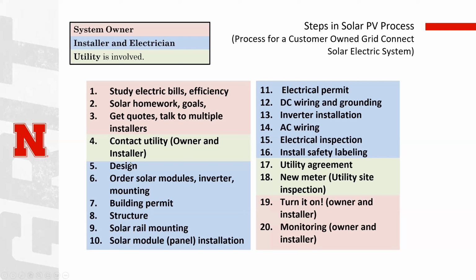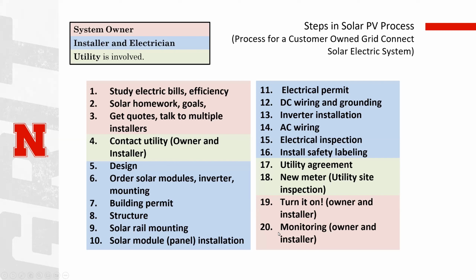Your installer is going to do basically 5 through 16. They're going to do the design and pull the building permit if it's needed. They're going to arrange for the electrical permit and arrange for the electrician if they need one, if it's not them. They're going to arrange for the electrical inspection, get all the labeling. And then finally, the utility agreement is signed by you, but sometimes they facilitate between you and the utility. You have to get that signed. The utility is going to put a new meter on, do a site inspection, then you're ready to go. Turn it on, let it run, let it produce electricity. And then you do want to monitor.